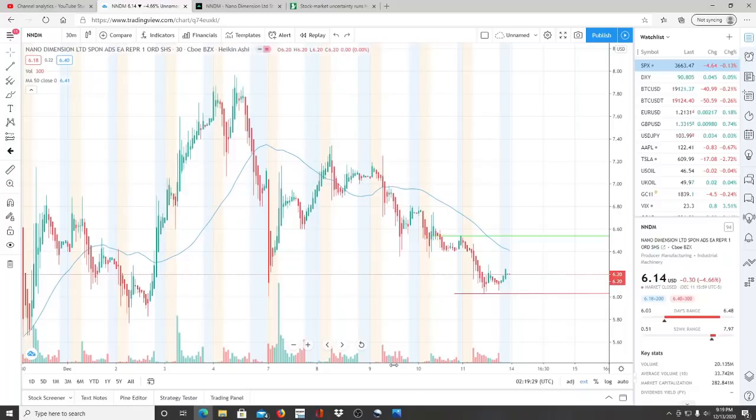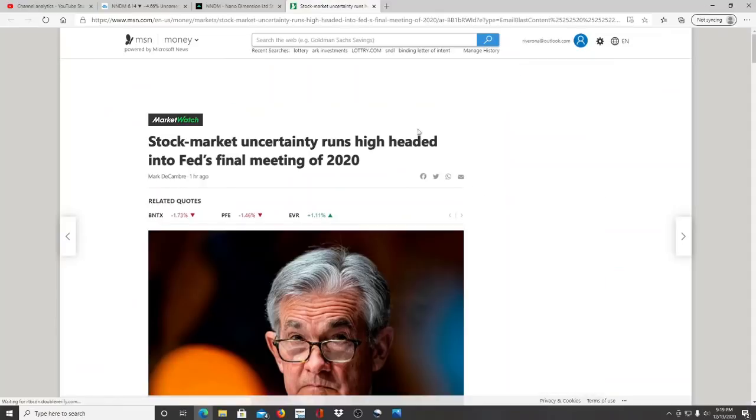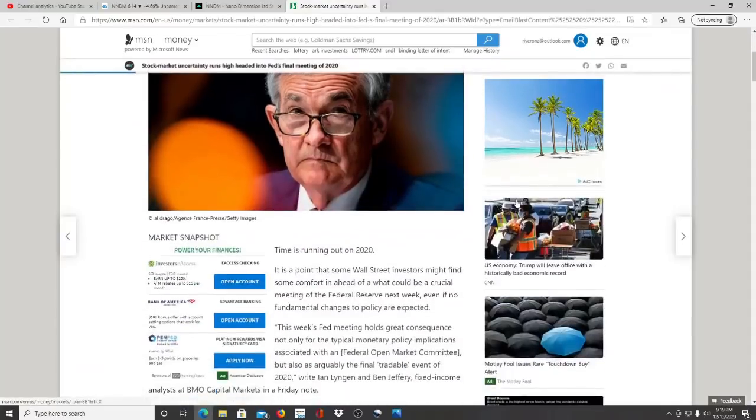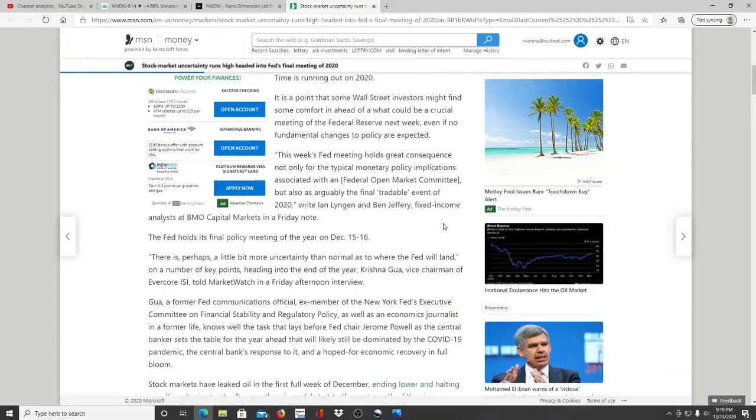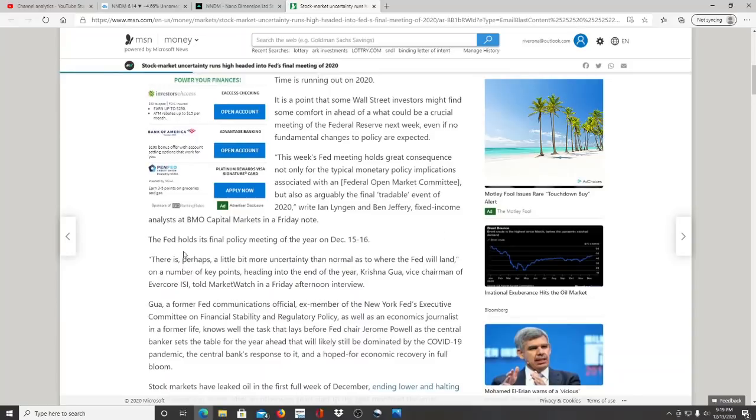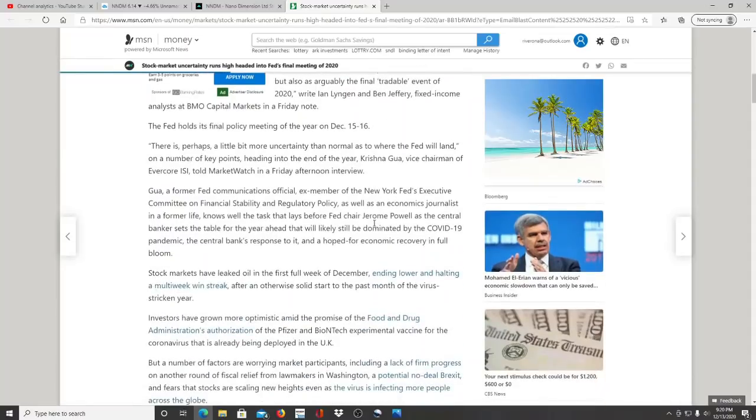So Nano Dimension is slipping a little bit, and I have this whole article here, which I was reading over, and there's going to be some uncertainty and rockiness this week. I want to break it down real quick: the Fed is holding its final policy meeting of the year, December 15th through the 16th. I'm going to do a whole video about this, talking about the different ticker symbols as we see how the S&P 500 index is acting, and also talk about what to look for.